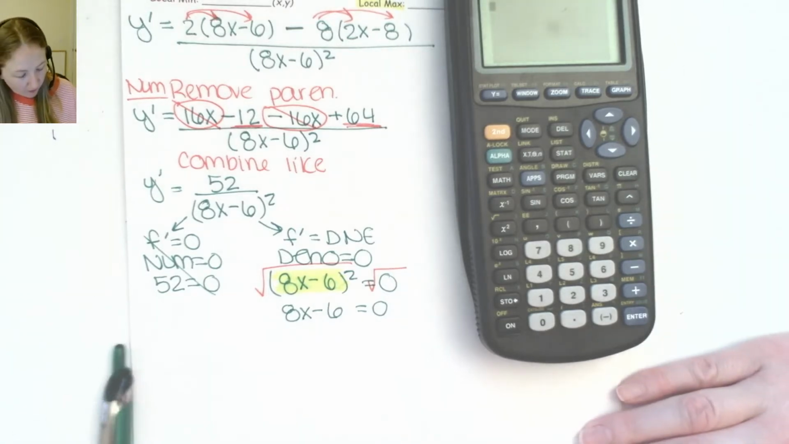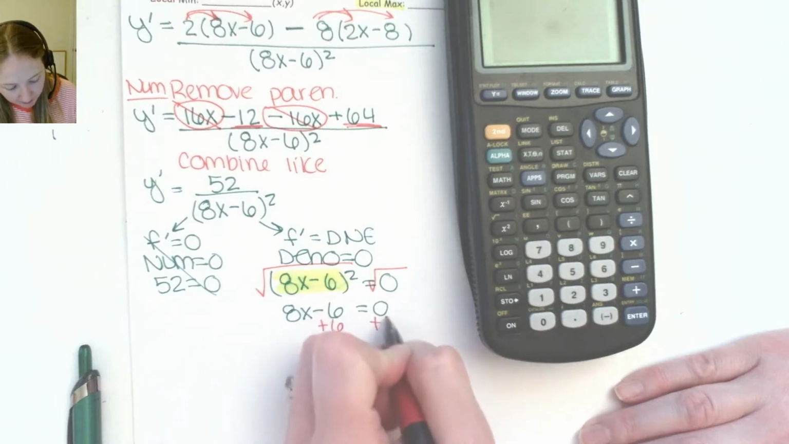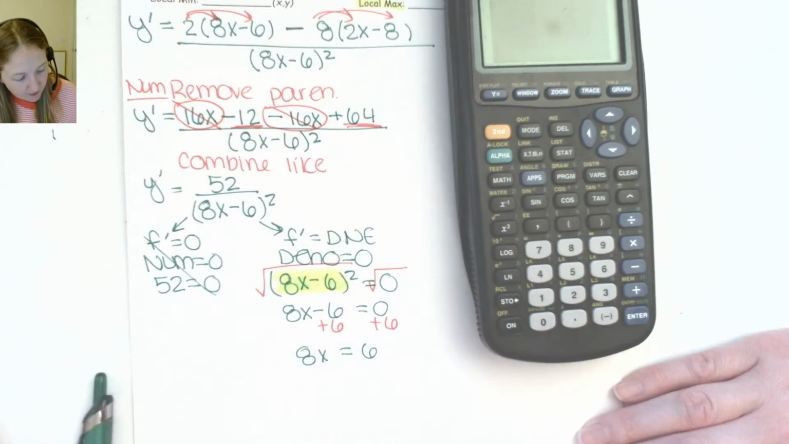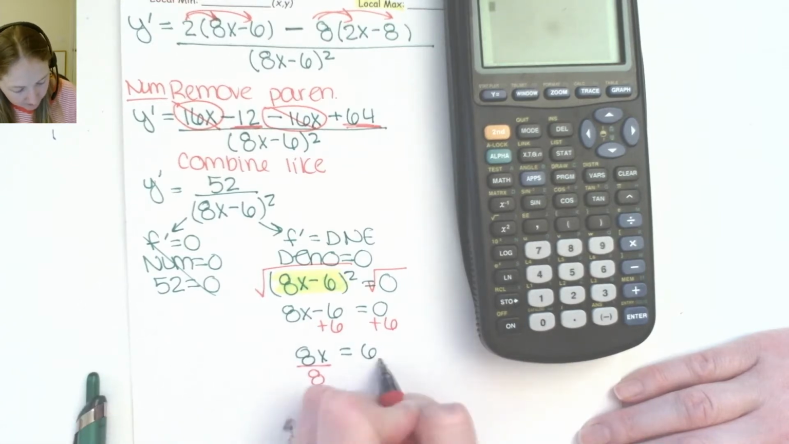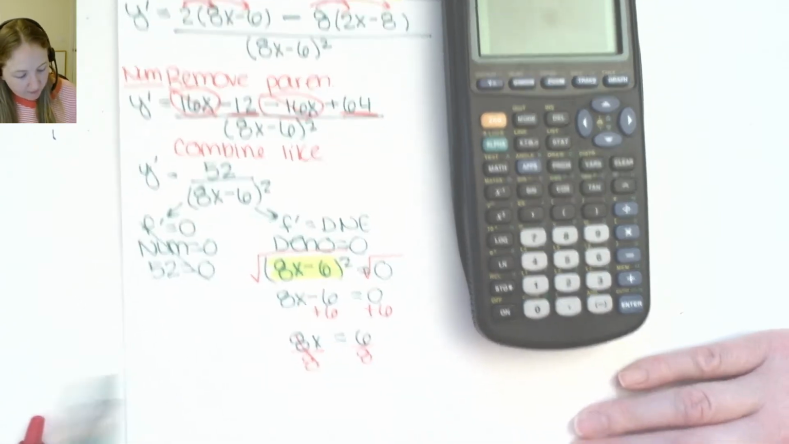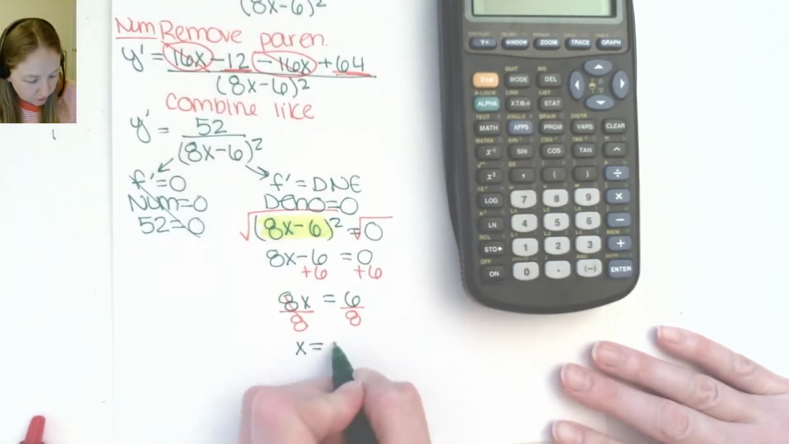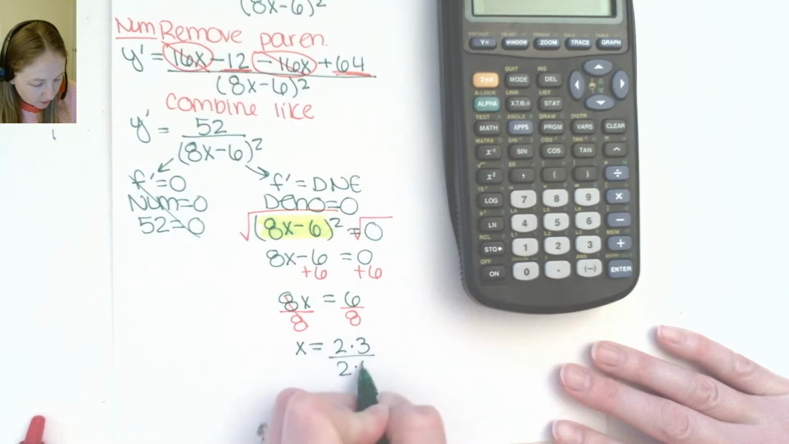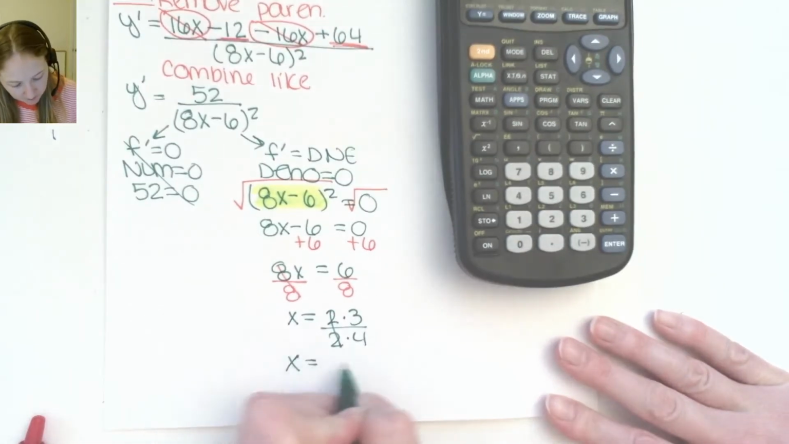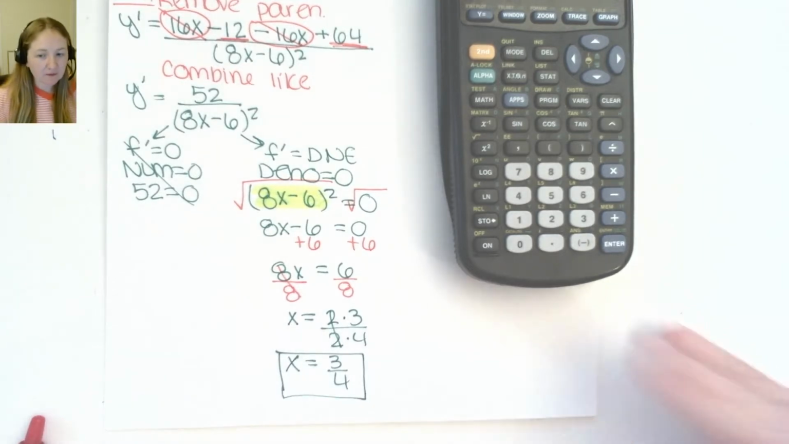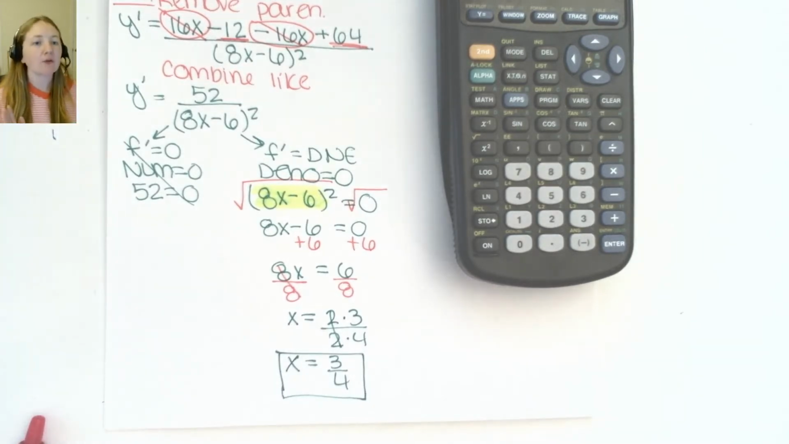I'm going to solve that by adding 6 to both sides and then dividing by 8. So that gives us x is equal to, and then we take out our common factor of 2 there, so 2 times 3, 2 times 4 gives us x is 3/4. Now, technically, this is just for your information. 3/4 is not a critical number. 3/4 is actually not part of the domain.